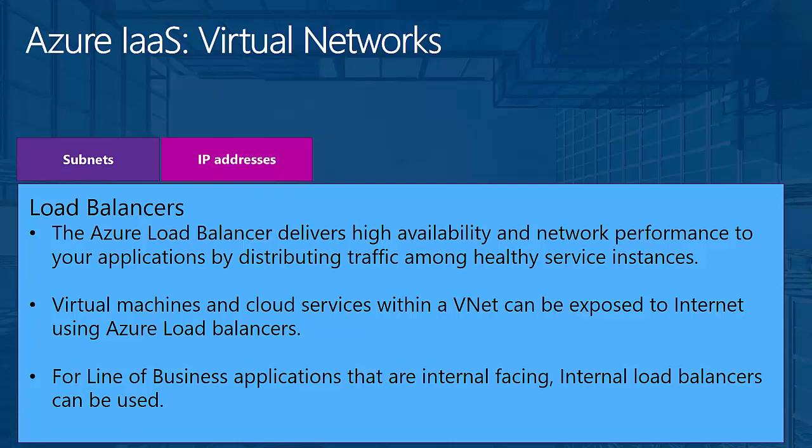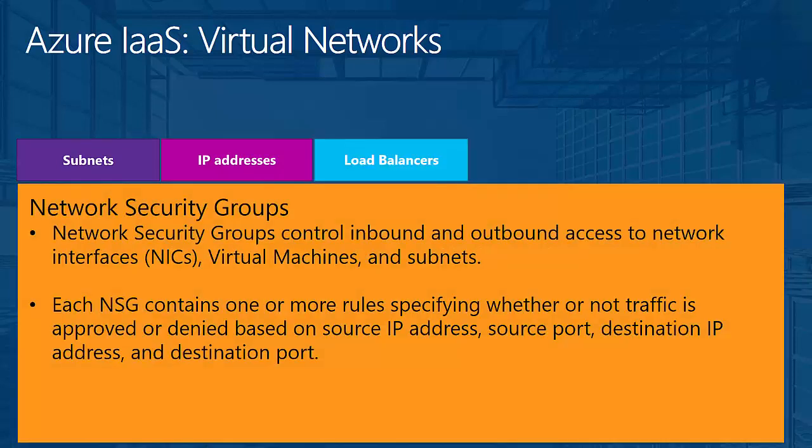For line of business applications that are internal facing, internal load balancers can also be used. Network security groups control inbound and outbound access to network interfaces, virtual machines, and subnets. Each network security group contains one or more rules specifying whether or not traffic is approved or denied based on source IP address, source port, destination IP address, and destination ports.